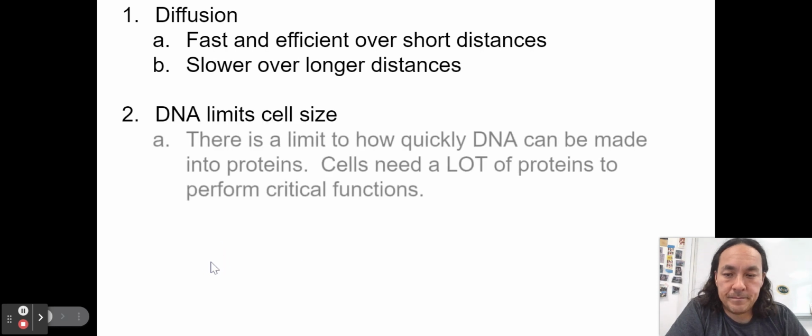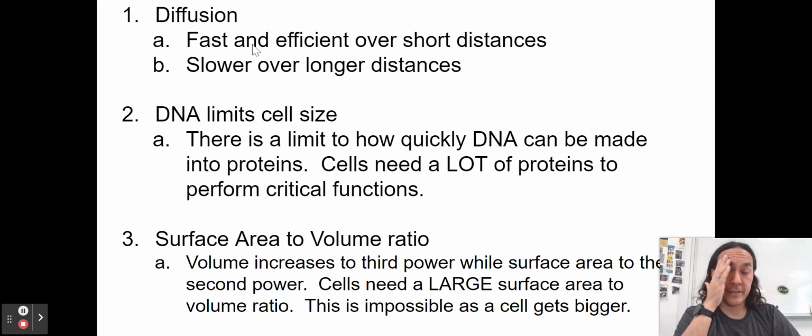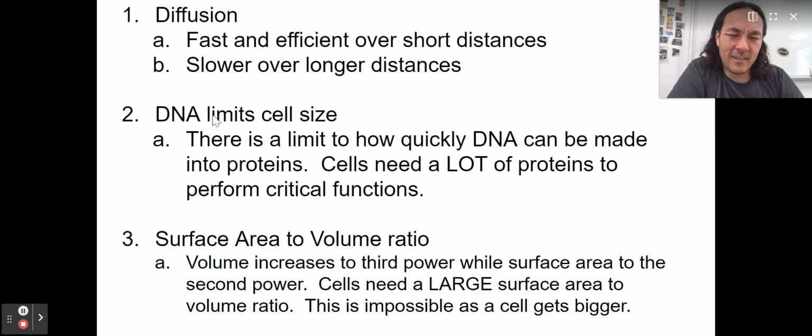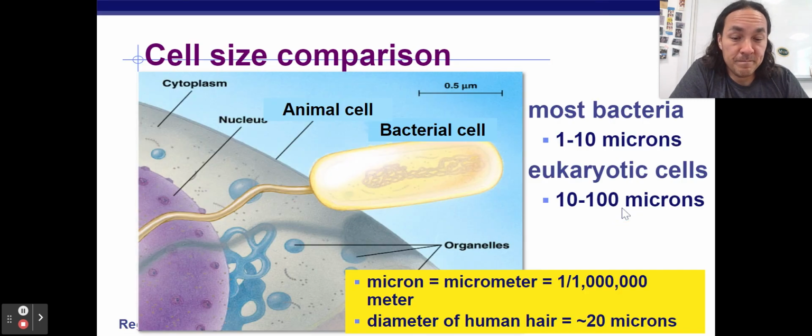All right. Here are the real reasons that cells are small. Surface area to volume ratio, as I said. Also, diffusion, as we mentioned there, for oxygen and CO2. It needs to be a short distance. And DNA also limits cell size. There's a limit to how quickly DNA can be made into proteins, and cells need a lot of proteins to perform all these functions.